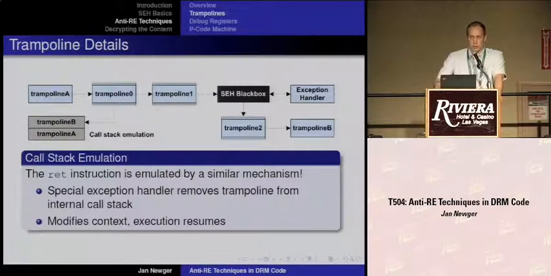The return, so whenever Trampoline B wants to return again to Trampoline A, it would do this in a similar way. That is, again, use Trampoline 0, 1 and trigger some fake exception, and the handler would then modify the internal stack representation, clean up the stack, and return to the middle of Trampoline A.